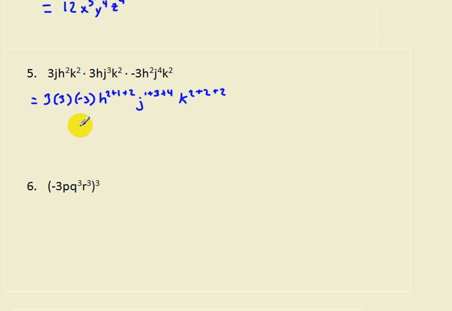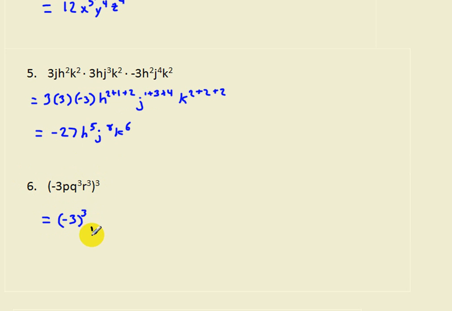Now we can rewrite this in a more compact form. 3 times 3 is 9, times negative 3 is negative 27. And then we have h to the fifth power, j to the 8th power, k to the 6th power. Alright, number 6. We have negative 3p q cubed r cubed all raised to the third power. So deal with our coefficient first. That will give us negative 3, remember in parentheses, has to be cubed.